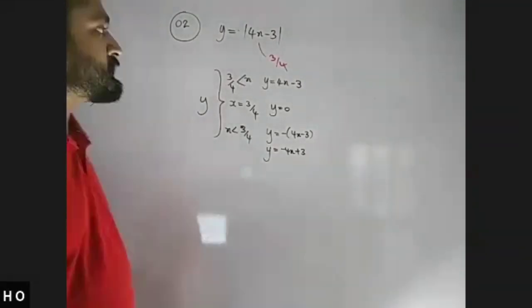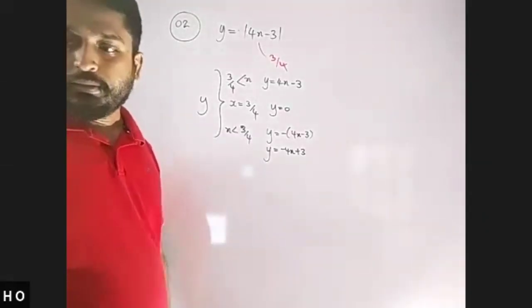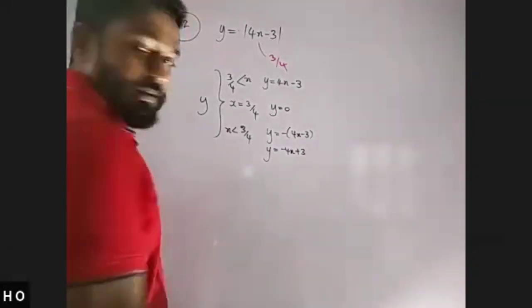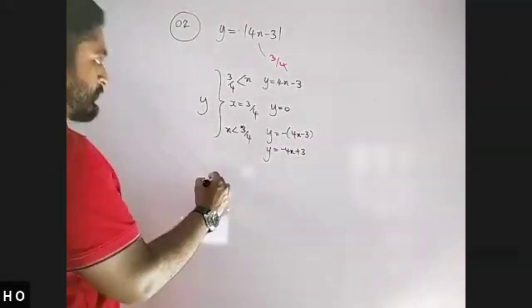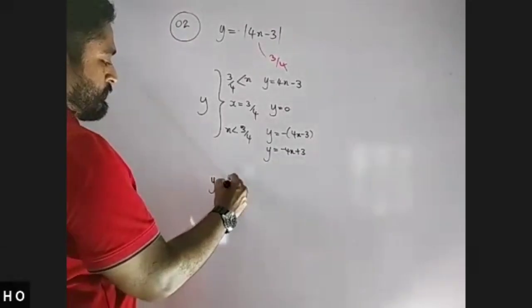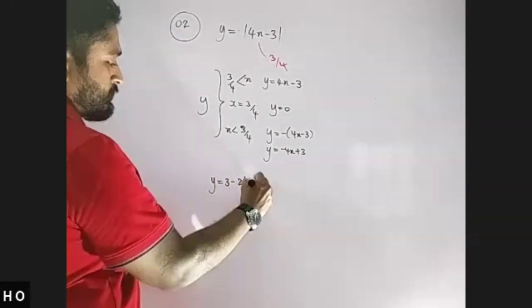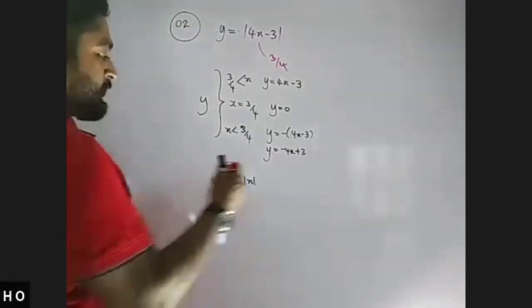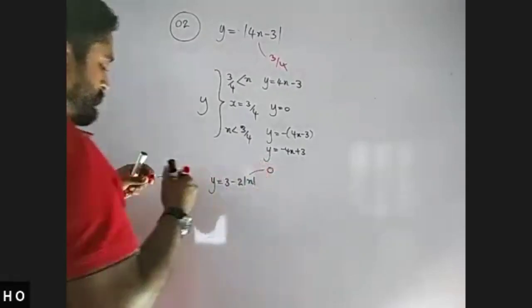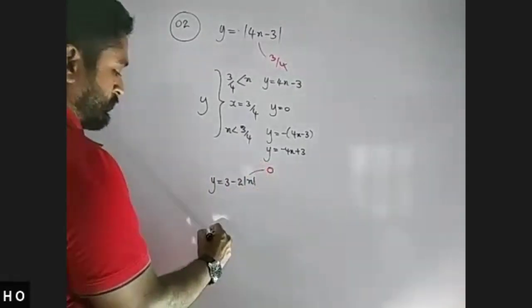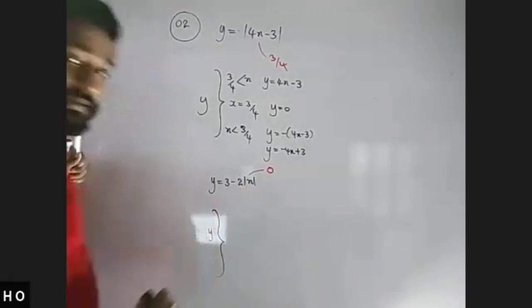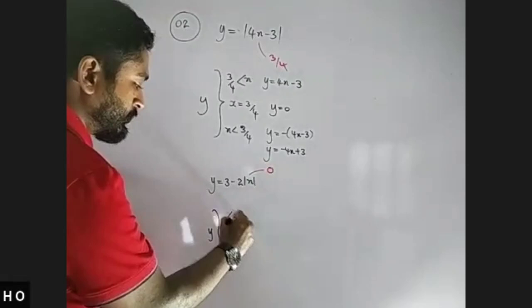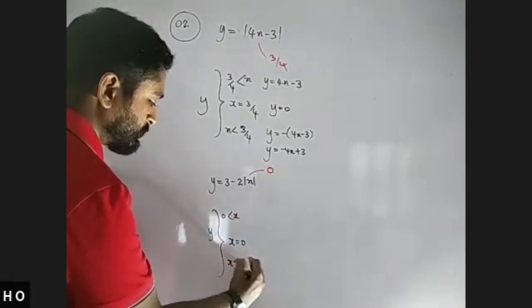Then the next one. Y equals 3 minus 2 modulus x. Here the limiting value is 0. So you have to analyze the data set with respect to 0. So x is 0, x is greater than 0, x is less than 0.